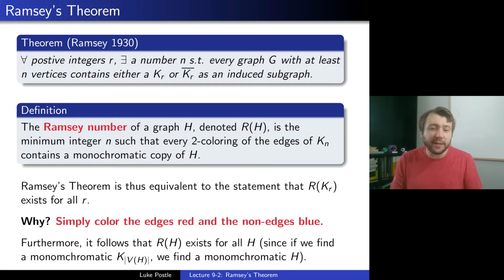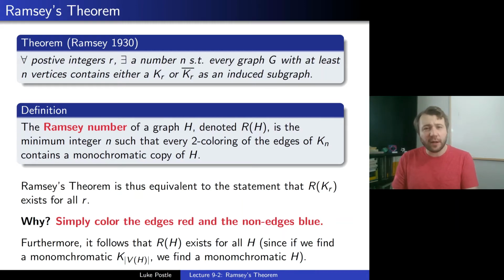And I'll also point out then it follows that R of H exists for all H, right? Why is that? Because if you can find a monochromatic clique, Kv(H), then of course you can find a monochromatic H, and then you're done there. So Ramsey's theorem implies the existence of monochromatic cliques and therefore monochromatic copies of any subgraph. So there always exists this number which you can force.